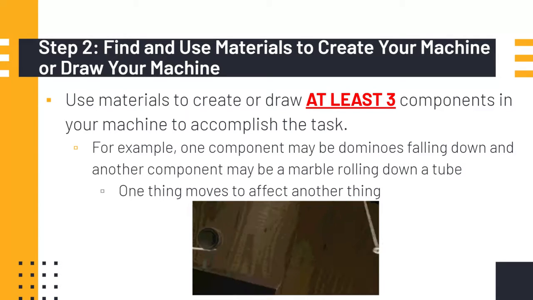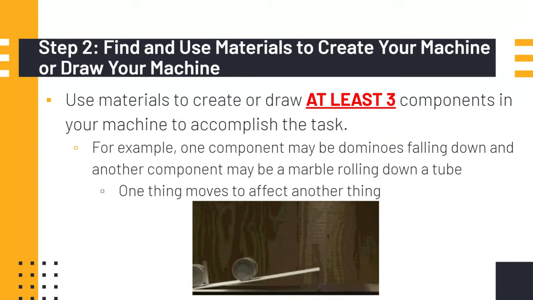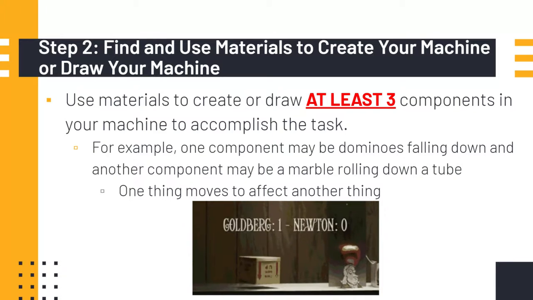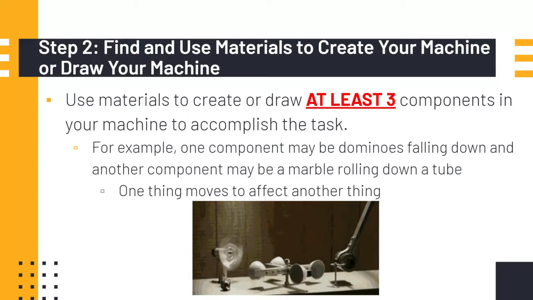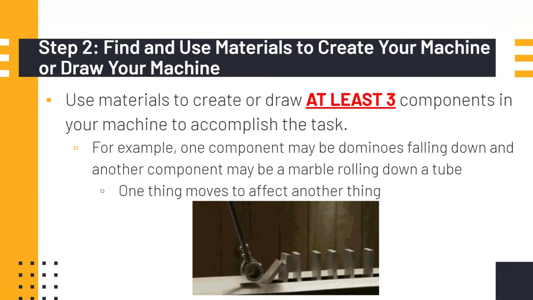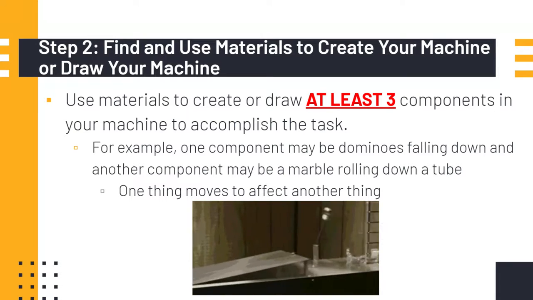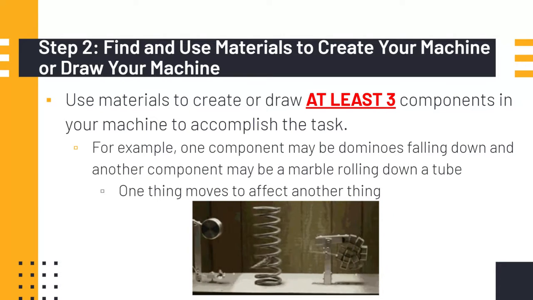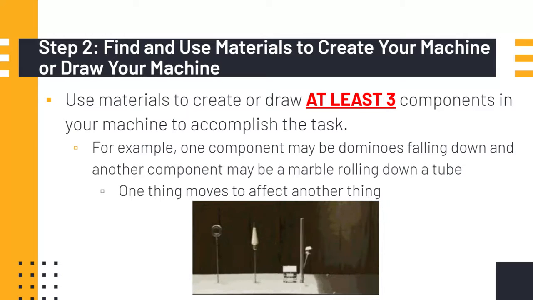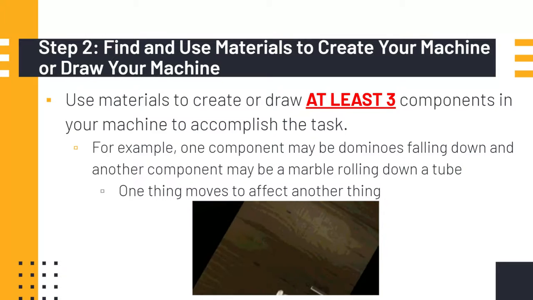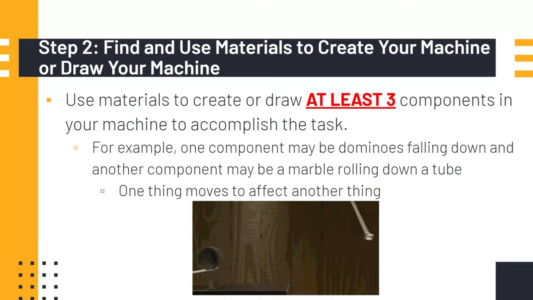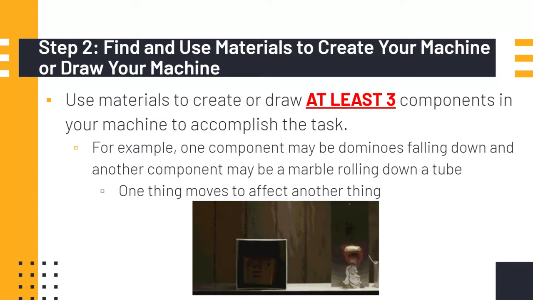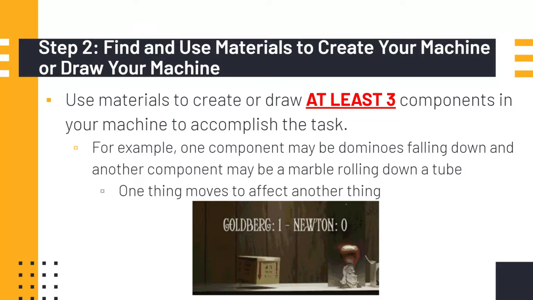Now, use materials to create or draw at least 3 components in your machine to accomplish that task. So for example, one component might be dominoes falling, and another component might be a marble rolling down a tube. So here's 2 examples from my example. So one component is the dominoes, and the dominoes hit the marble. That's another component. Important though, your task that you are completing is not one of the components. So you need to have 3 things at least in your machine.